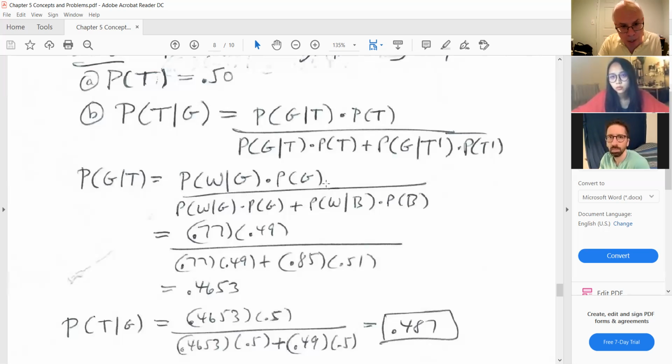And therefore, you use Bayes' theorem right here to find this probability, which is 0.4653. Plug that into this formula up here, which is Bayes' theorem again, and I get 0.4887 as the probability that, given that you have a girl, the couple was in the treatment group. That's where my reasoning came in here.